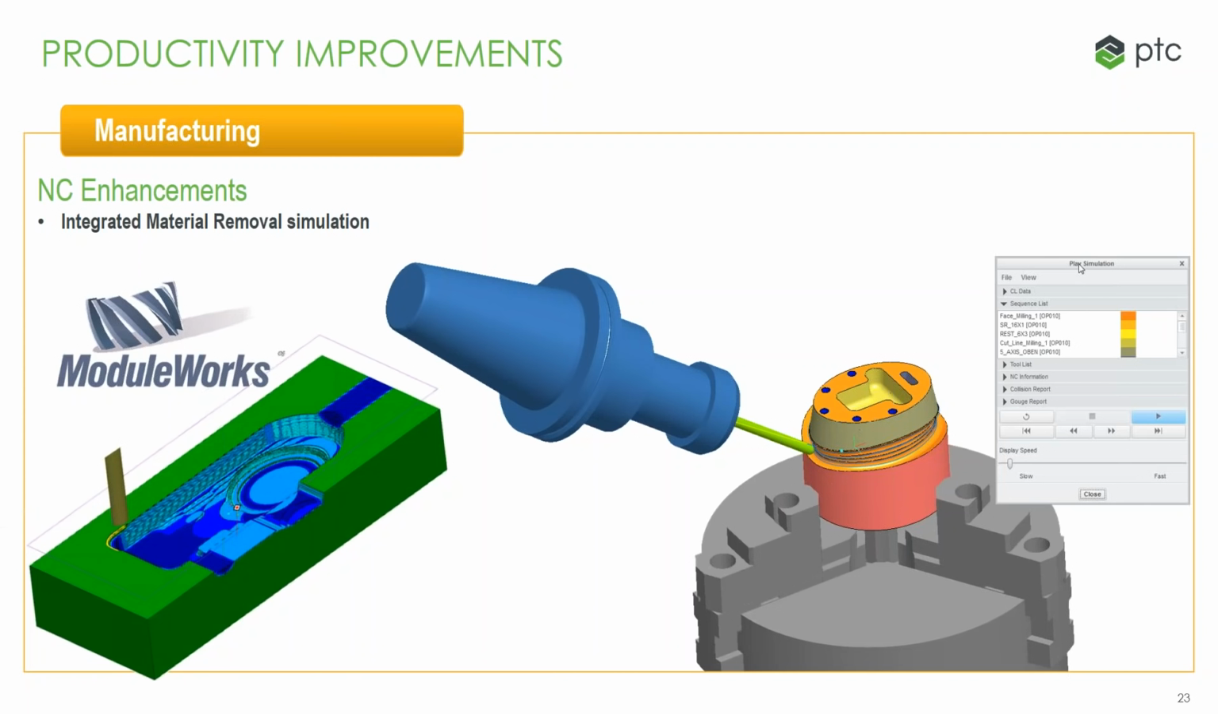Working with our partners at ModuleWorks, we're also introducing new capabilities to do full material removal simulation directly inside Creo Parametric. So now you can take all your rich machine toolpaths or complete operations and simulate the material removal process for those. This is fully integrated into Creo Parametric.